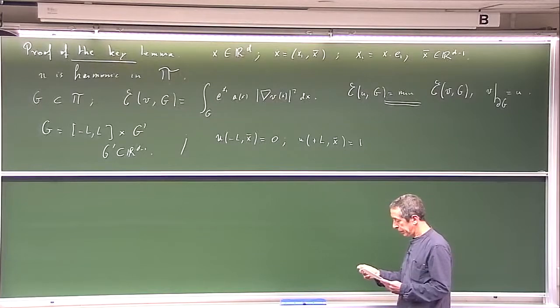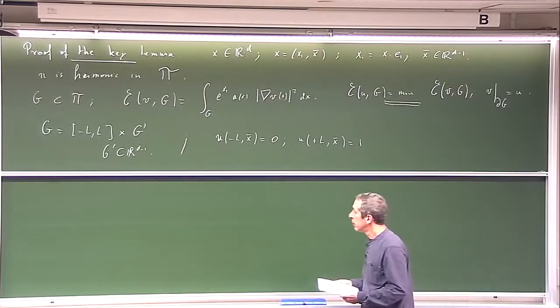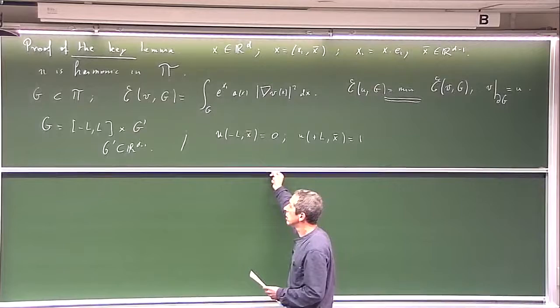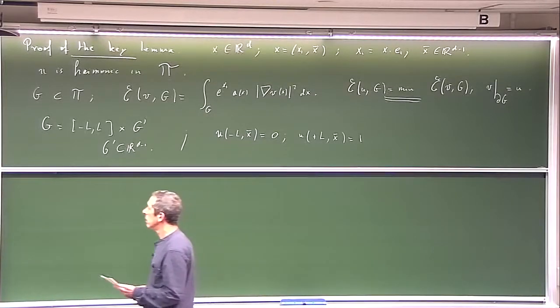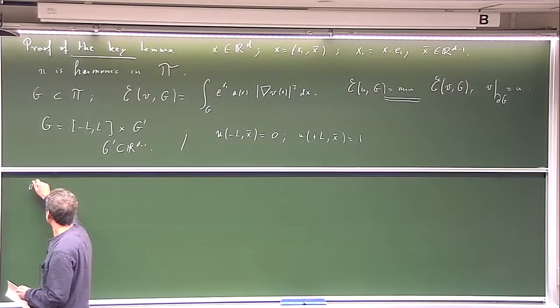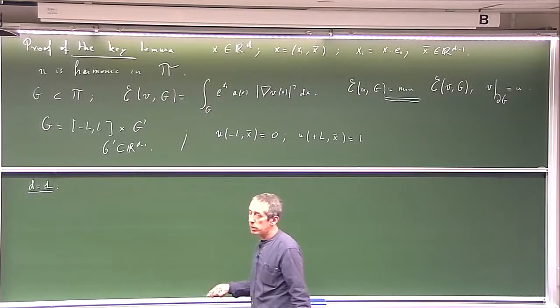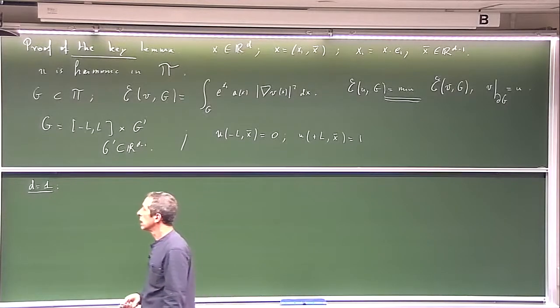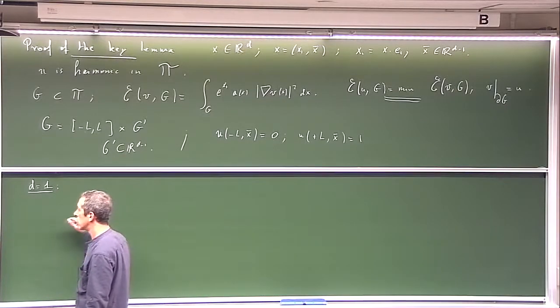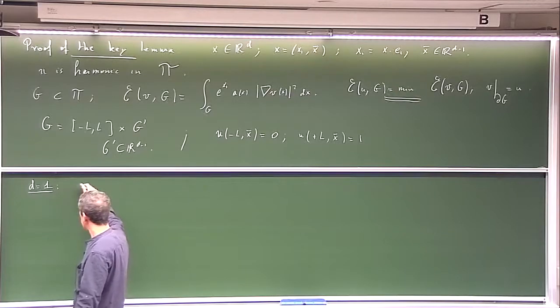So, let me first outline the argument in dimension 1. In dimension 1, it's quite straightforward. There are many ways to see that the key lemma holds, but here is one way. First, assume that it's not true.